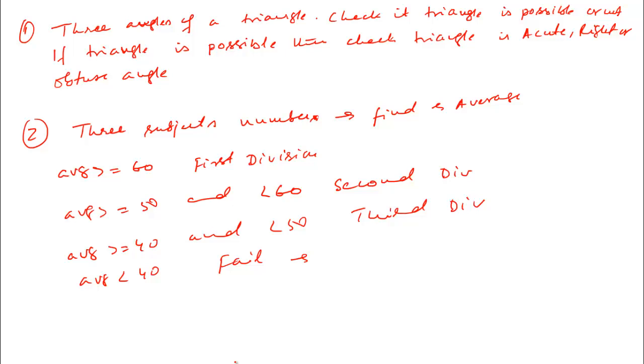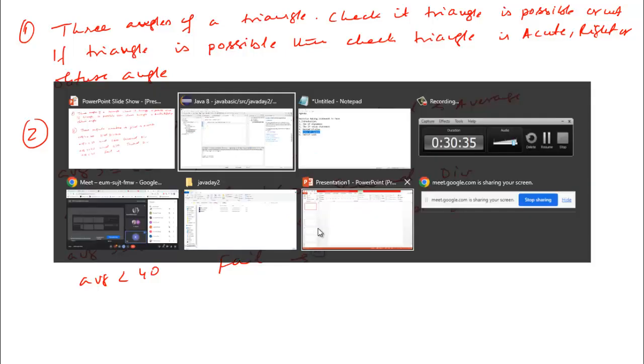We will take 3 subjects' numbers, find the average, and then check: if the average is greater than or equal to 60, it will print first division; if the average is greater than or equal to 50 and less than 60, then second division. If the average is greater than or equal to 40 and less than 50, then third division. If the average is less than 40, then it will be fail. Let's do the program over here.